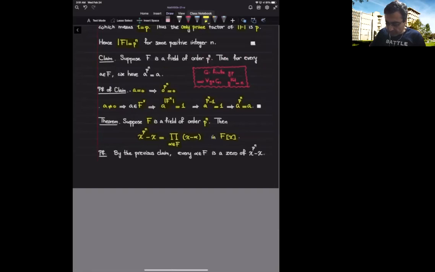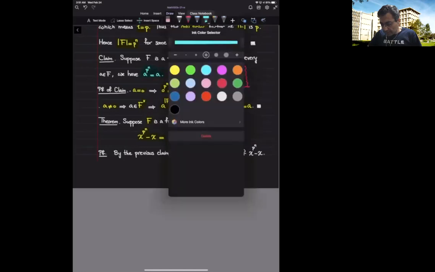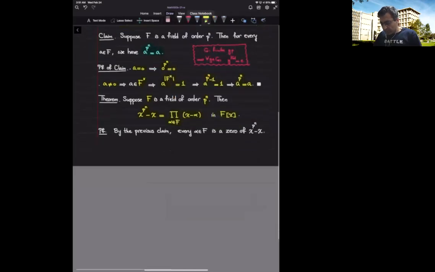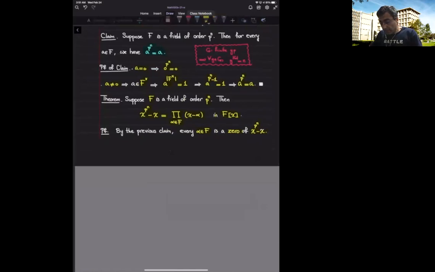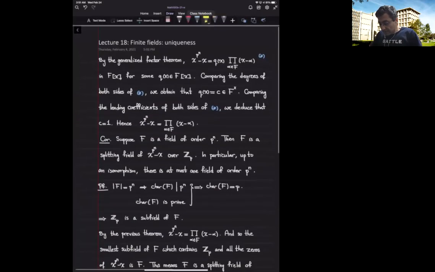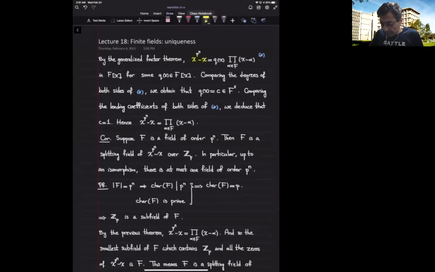By this claim over here, I do know that every element of F is indeed a 0 of the polynomial x to the power p to the n minus x. So every alpha inside this field is a 0 of this polynomial. Therefore, I can use the generalized factor theorem and deduce that x to the power p to the n minus x is some polynomial q times the product of these degree 1 factors.